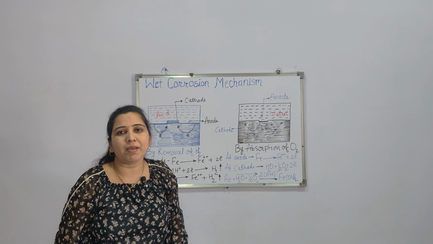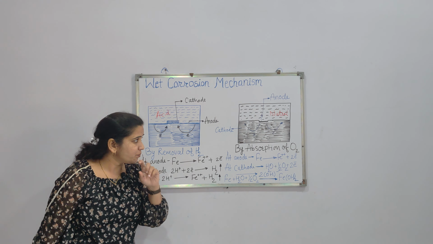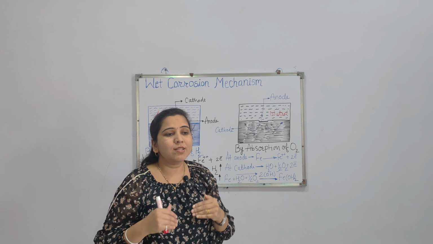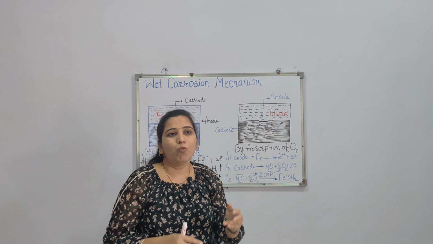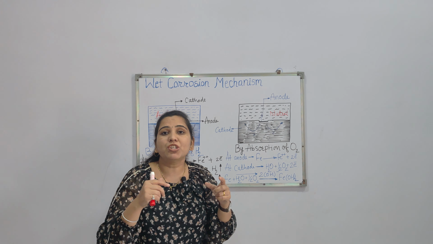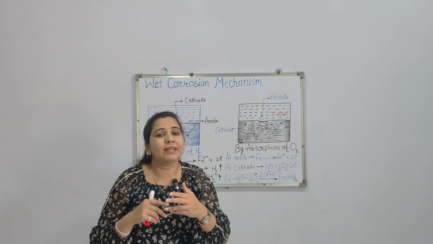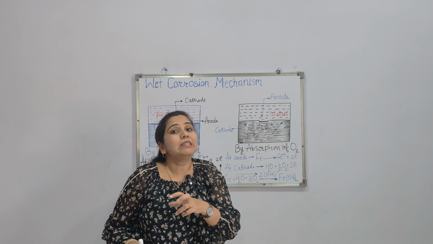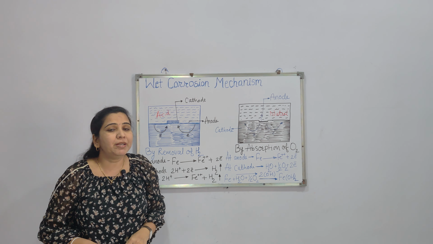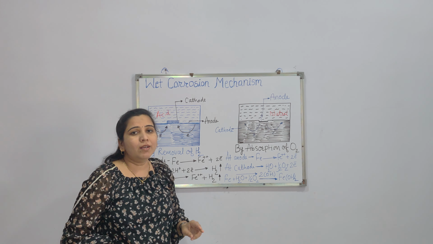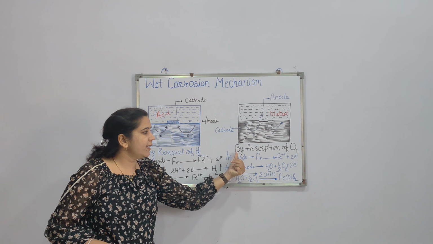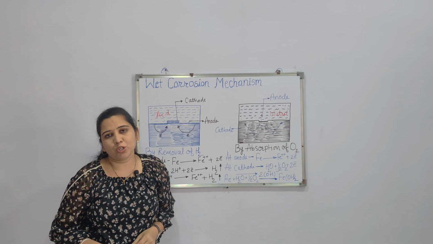Now moving towards its mechanism, which is a very important part. Mechanism means: whenever a process occurs, in what different steps does it occur? Imaginary steps which would have been done, through which we can get the same product. That is called a mechanism. In the case of wet corrosion, the mechanism can be done in two different ways: either by the removal of hydrogen, or by the absorption of oxygen.